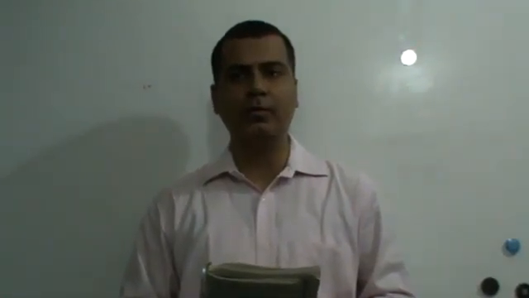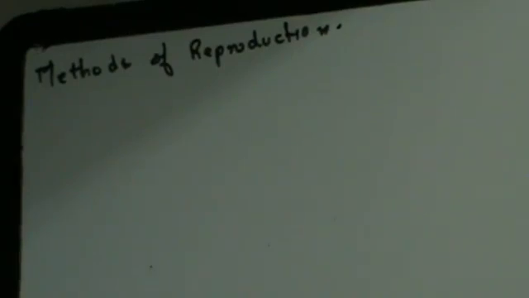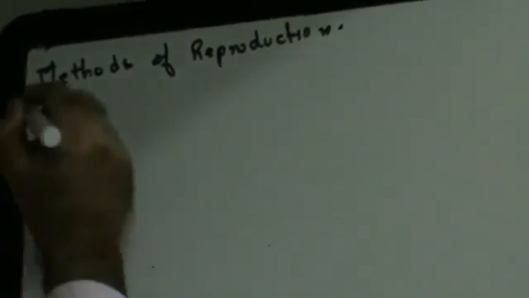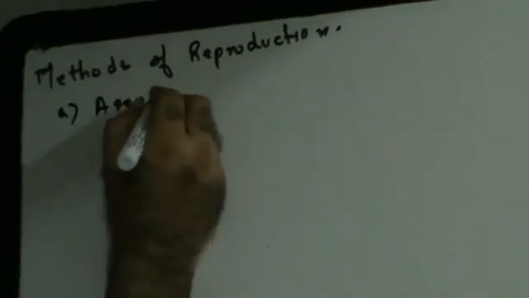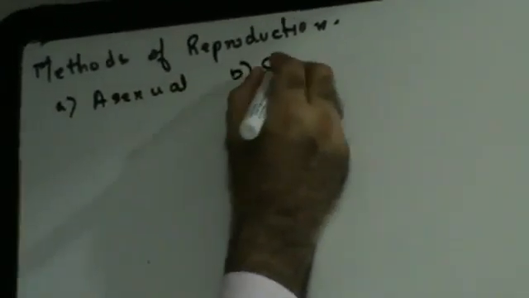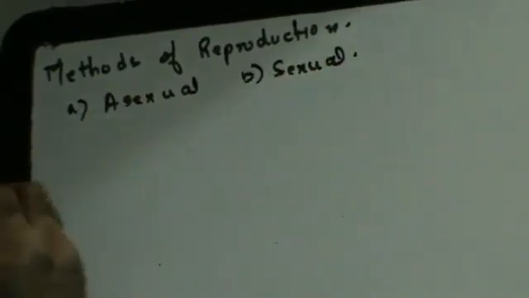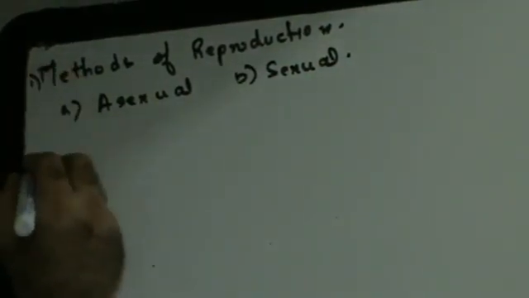I'm Sunil Merwani and today we'll be doing this chapter called reproduction in angiosperms. Now let's see what are the methods of reproduction. Methods of reproduction have been divided into two: asexual method and sexual method. Now, what are the asexual methods of reproduction?